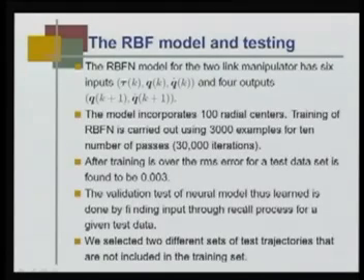The validation test of the neural model thus learned is done by finding the output through the recall process for given test data. It is not simple, because when you have an RMS error of 0.003, you can easily predict the output; the radial basis function network will effectively predict what the output should be given an input. But given an output, can the same network predict what the input is? This result we showed in the last class.